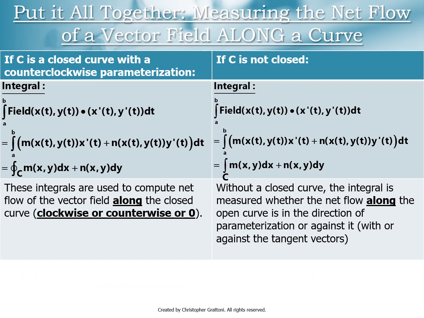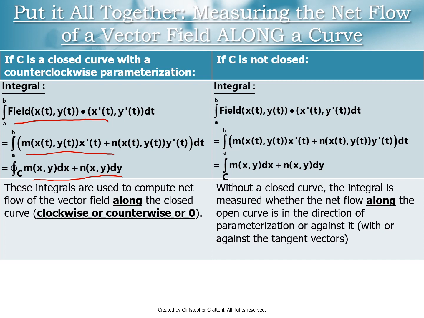All right, so this slide is really just a summary of everything we've looked at so far. So we have three equivalent notations for a path integral: the integral of field dot tangent, the integral of M of x of t, y of t, x prime of t plus N of x of t, y of t, y prime of t dt, and then the integral of M dx plus N dy. You should be familiar with all three. You should be able to change back and forth between any of the three, and you should know which ones are good for computations and which ones are good for explanations. The basics and tutorials are going to flip-flop between these notations without any warning, and so you kind of have to just keep up with that.